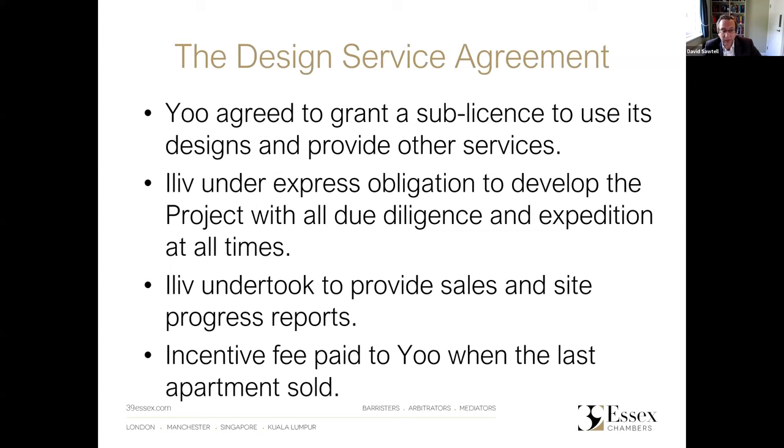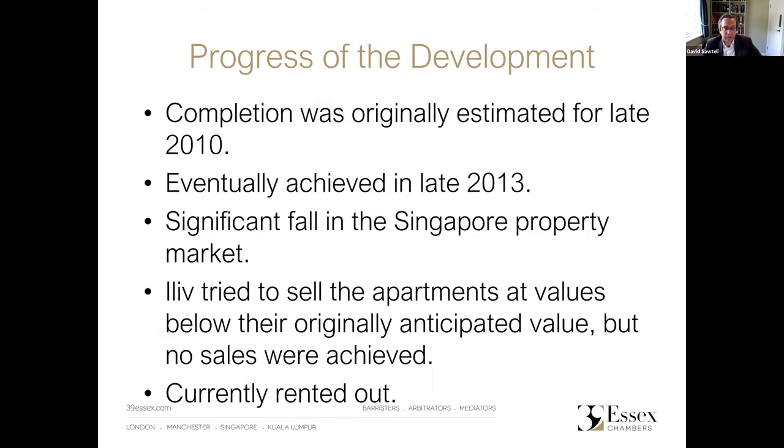Yoo agreed to grant a sublicense to use its designs and provide other services, whereas Iliv came under an express obligation to actually build the project, with all due diligence and expedition. Now, Iliv undertook to provide sales and site progress reports, and when the last apartment was sold, to pay an incentive fee to Yoo. And it was quite an extensive agreement. So it was entered into, and completion was originally estimated for late 2010. In fact, completion was only achieved in late 2013.